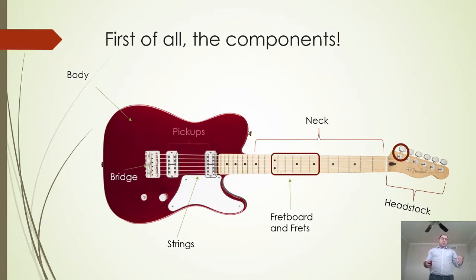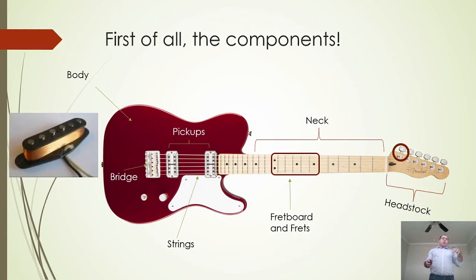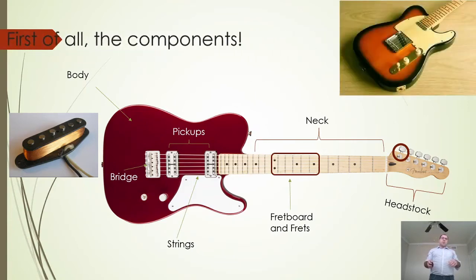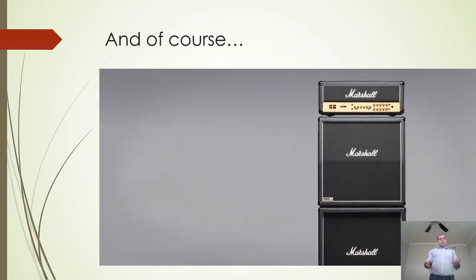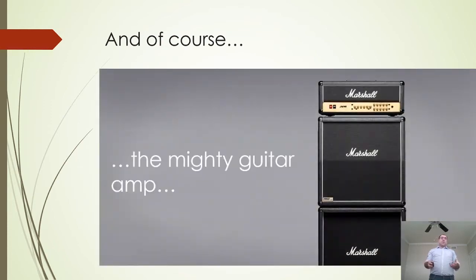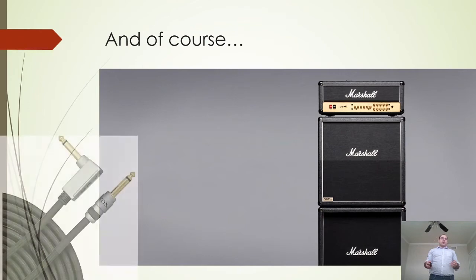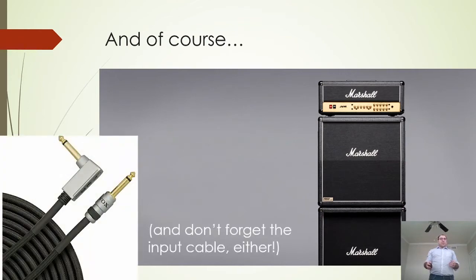The bridge and the pickups we want to pay special attention to because they're going to come up later, and they're really important with how guitars function. And then, of course, there's the input jack. And then finally, you can't have an electric guitar without the mighty guitar amp, and of course, the trusty input cable. All right, now we've taken a look at the components of an electric guitar.